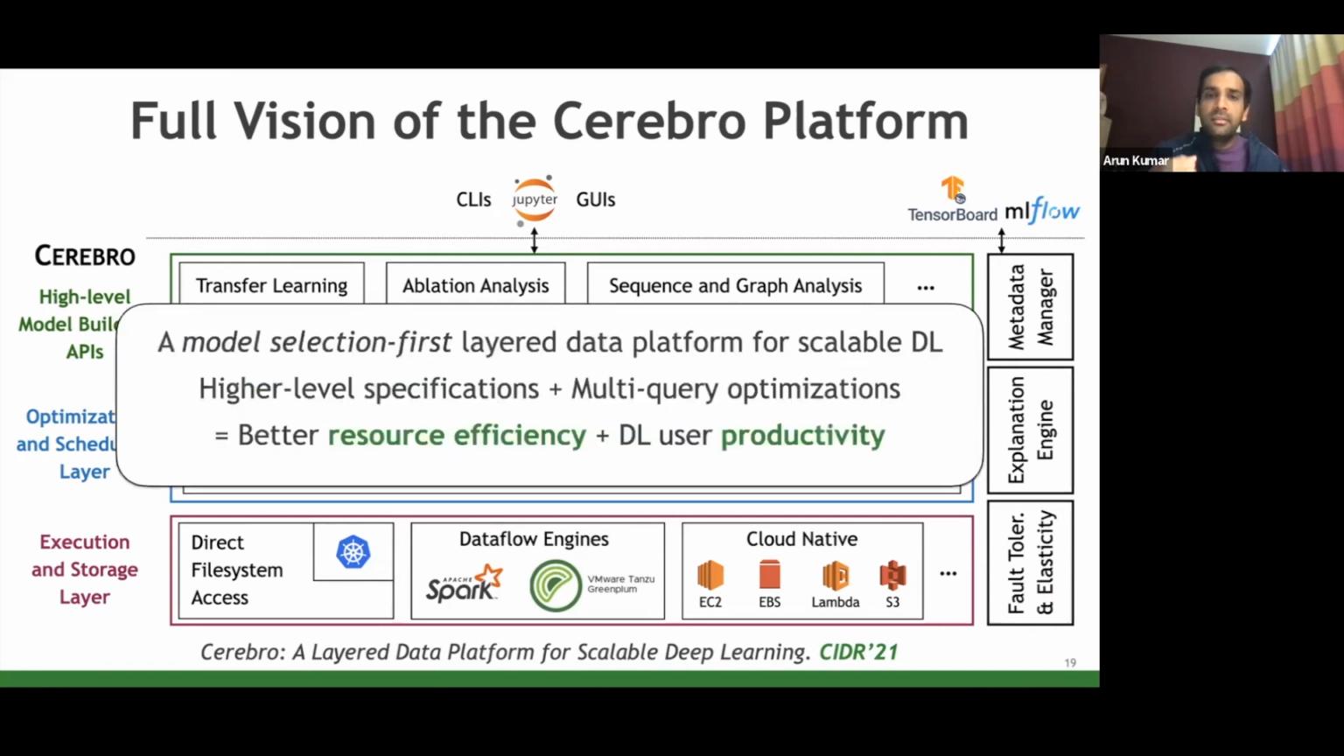So to summarize, Cerebro is this model selection first layer data platform for scalable deep learning. It combines higher level specifications, which data scientists already know, with multi-query optimization techniques inspired by what we've seen for the relational context, but adapted to the deep learning training context. It allows you to get better resource efficiency and improve user productivity, where they are focused on the ML goals rather than systems, metrics, and scaling.